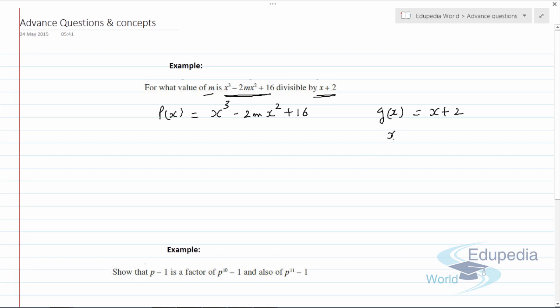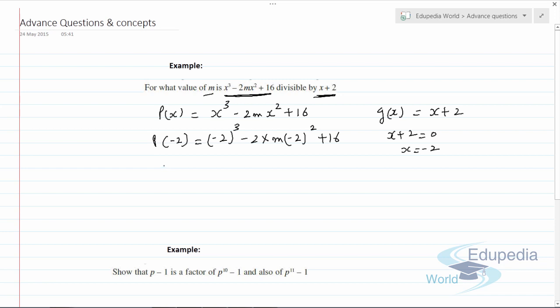So according to the remainder theorem, x plus 2 should be equal to 0, so x will be equal to minus 2. What we'll do is we put p of minus 2, which is minus 2 whole cube minus 2 into m minus 2 square plus 16. Now, it is written that this equation is completely divisible by this. This means the remainder should be 0.